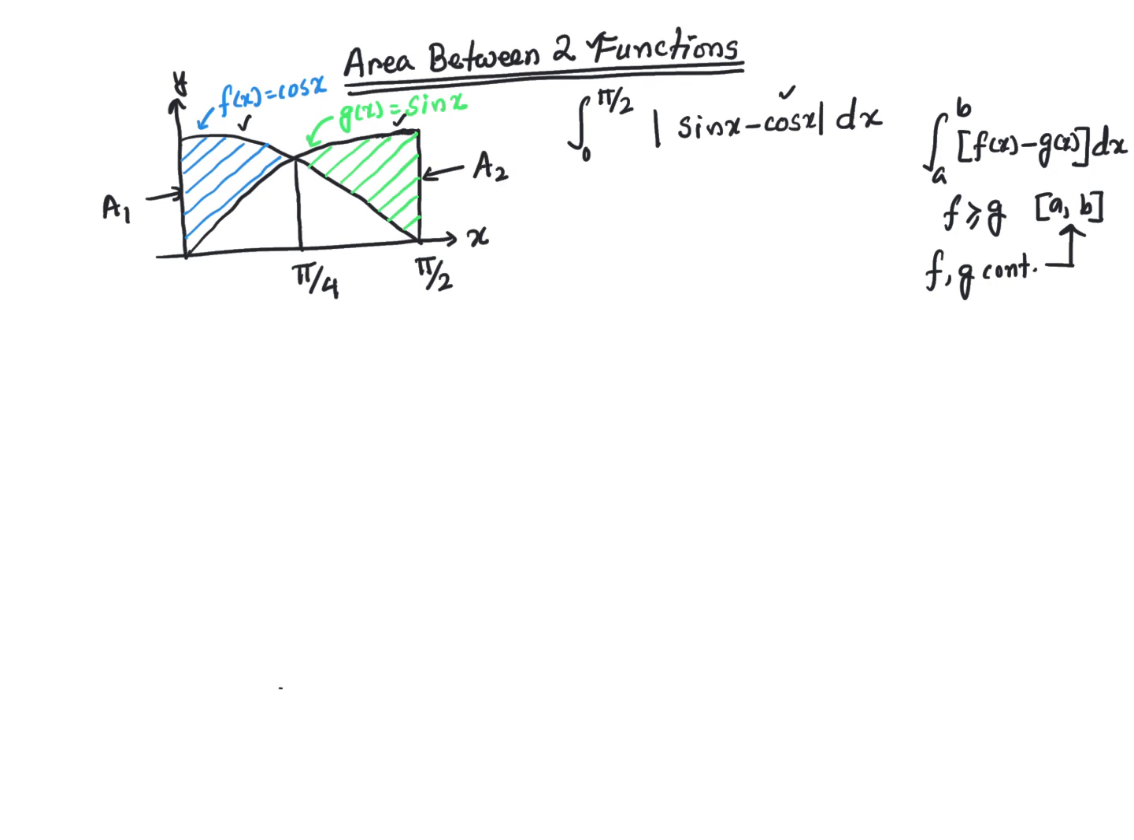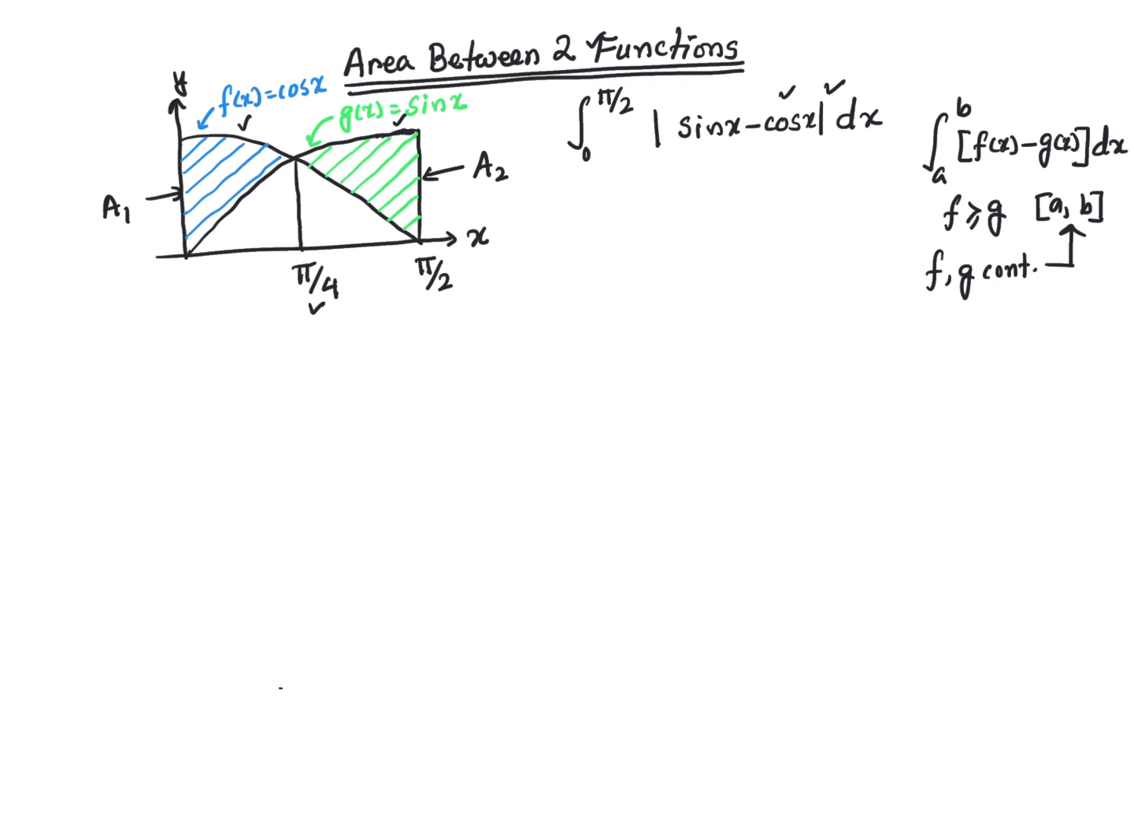So finding the integral from 0 to pi over 2 for absolute value of sine x minus cosine of x is going to be equivalent to finding the integral from 0 to pi over 4. Remember, they meet at pi over 4, because at pi over 4 sine pi over 4 is square root of 2 over 2, and cosine pi over 4 is square root of 2 over 2.